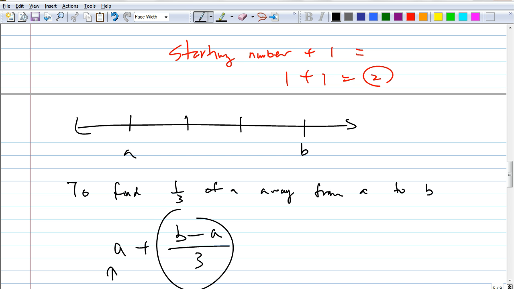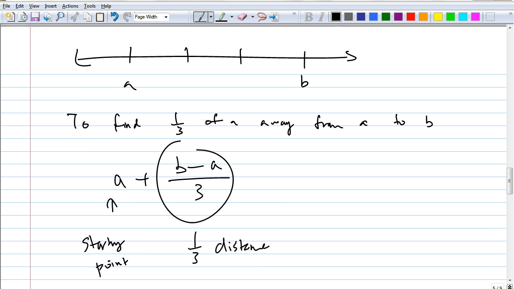What does the B minus A over 3 represent? The 1/3 distance of the whole distance, right? But you have to add that to your starting point. If you don't, we're not looking for the distance, are we? We're actually looking for that coordinate, where we end up. So you have to add it to that starting point, which is A. Does that make sense? Do you think it'll only work for 1/3 or any kind of like 1/4, 1/5, 1/6?